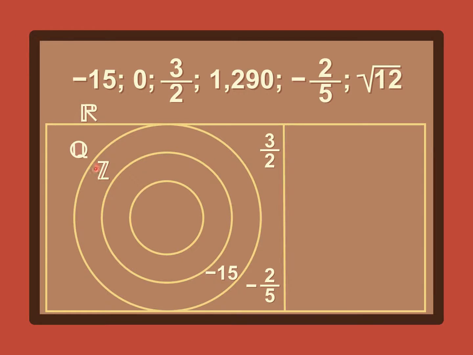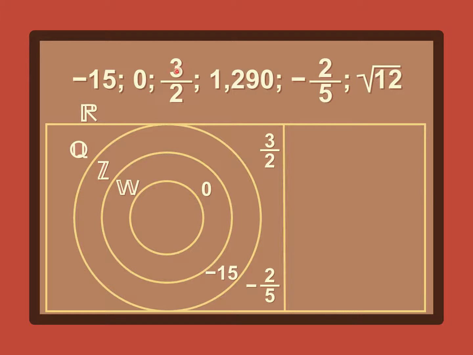0 we know is a real number. It is a rational number. It is an integer, but it is also a whole number. However, it is not a natural number, so it has to stop at the whole numbers.